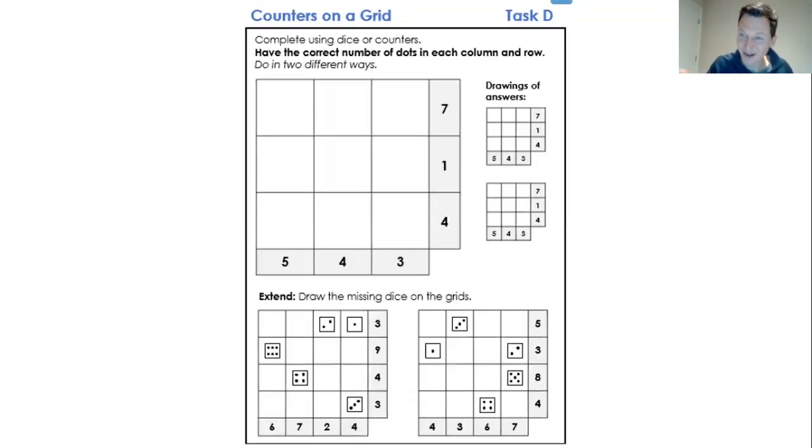And I didn't get a photograph of this one, but then children are positioning dice on the grid to make the sums for the columns and the row correct. Again, lots of different ways, lots of experimentation here. And here, of course, is the problem solving. And then the examples below where they can draw on the missing dice.